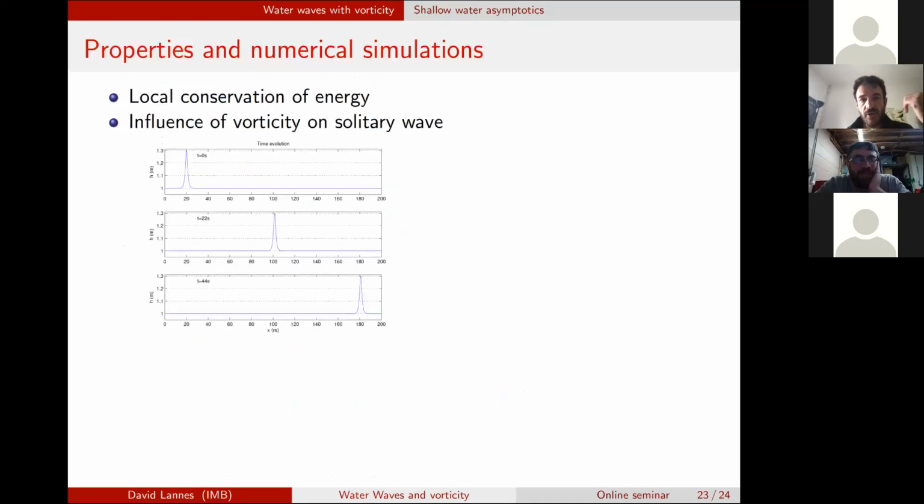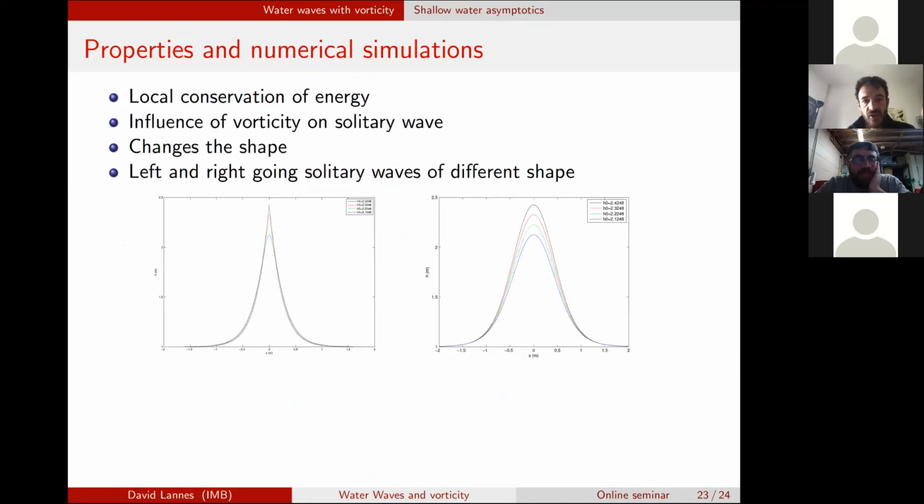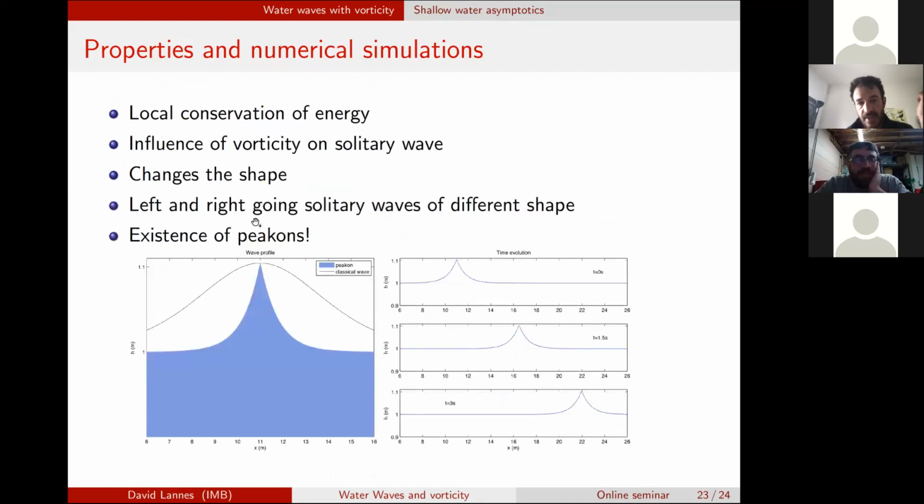So I will go fast now. You can analyze this model. You have local conservation of energy. You can study the influence of vorticity on the solitary waves. You have some change of shape. If you have positive or negative vorticity, you can prove that you have, in some cases, extreme size for the solitary wave with an angle at the summit. This angle is quite stable, because we could observe it numerically with Fabien.